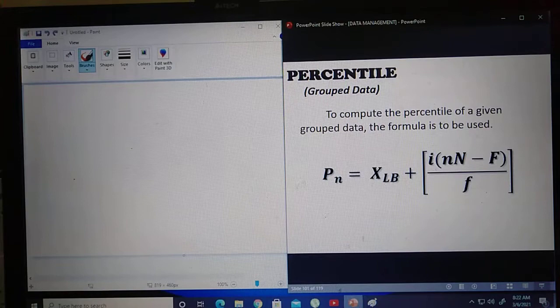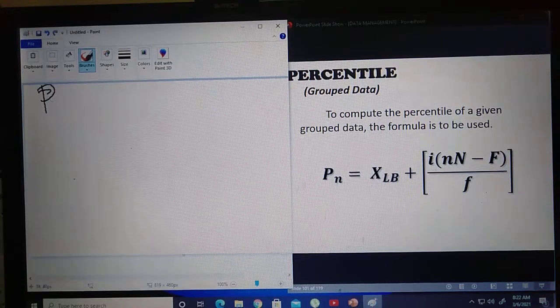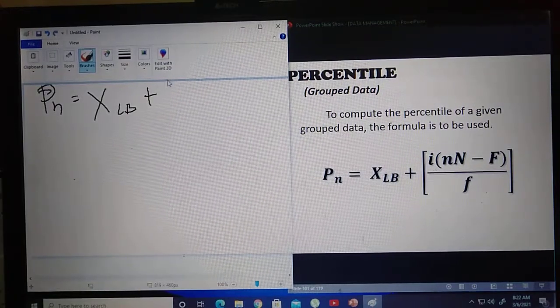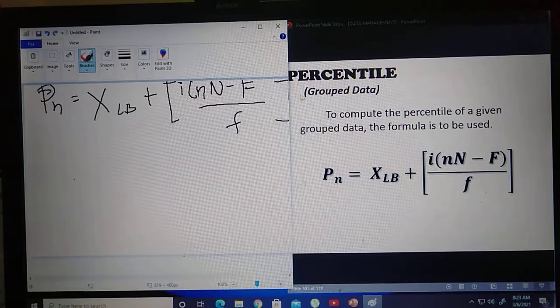All you have to do is convert. If the quartile is what we are looking for, we convert it. If the decile is what we are looking for, we convert the decile. That's all. So, our main formula for grouped data in answering measures of relative position is the percentile formula. We have Pn, P sub n, is equal to XLB plus i times the product of n and F over F. Okay, what are those?